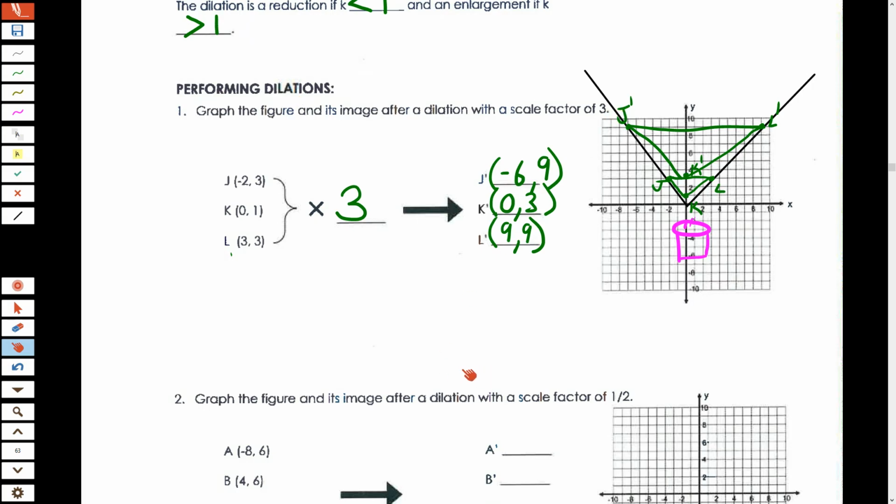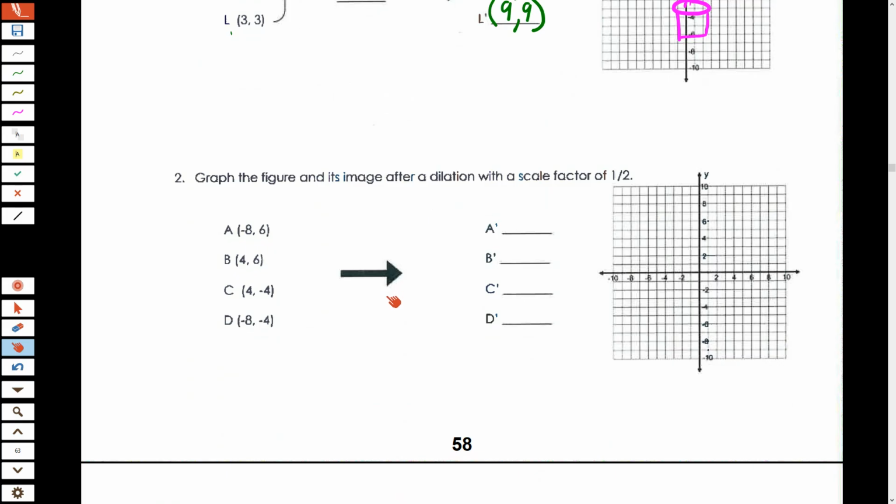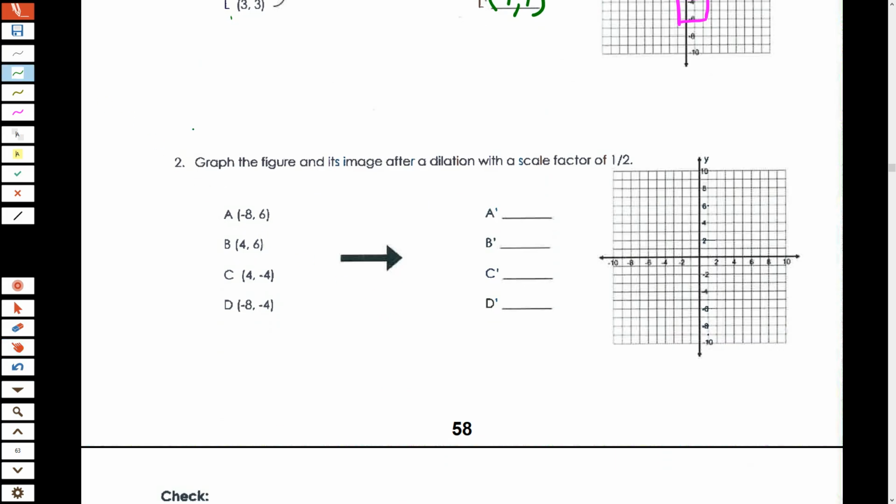So that's our first one. Our second one is going to be a reduction. If you want to write reduction right there, it kind of helps you know what it is. We're going to graph this figure and its image after a dilation with a scale factor of 1/2. So again, all we're really having to do is multiply all of our points by our scale factor of 1/2.